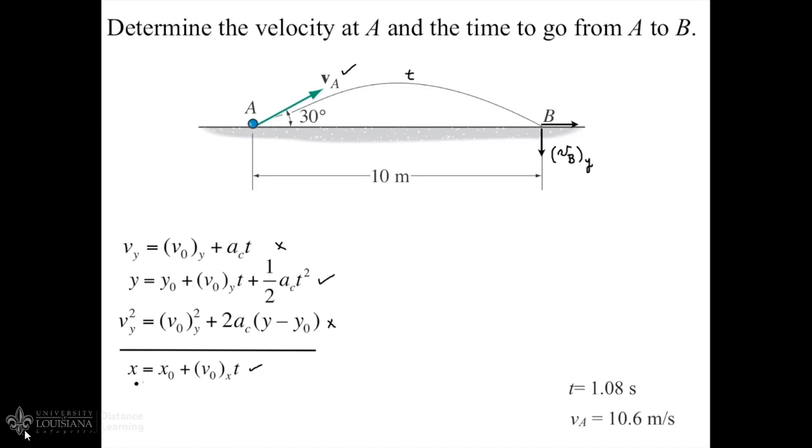Applying this equation, we have 10 equaling 0 plus v of a cosine of 30 degrees times the time. So we can solve for the time in this equation, get the result here. Of course, to a bit more accuracy, substitute it into this equation and get our unknown v of a, 10.6 meters per second.